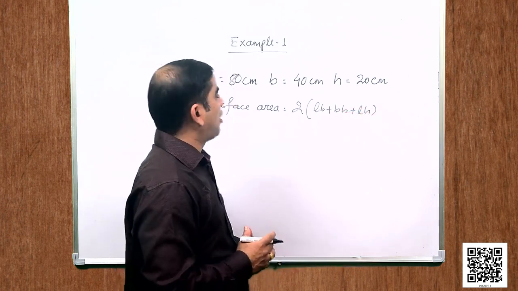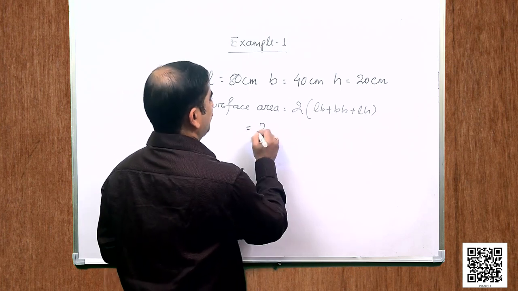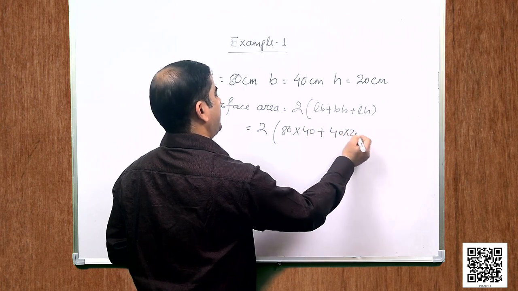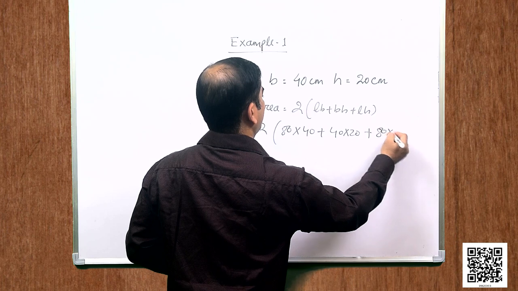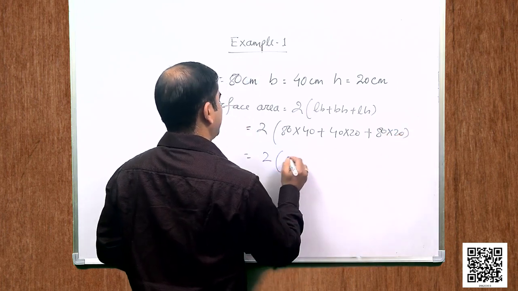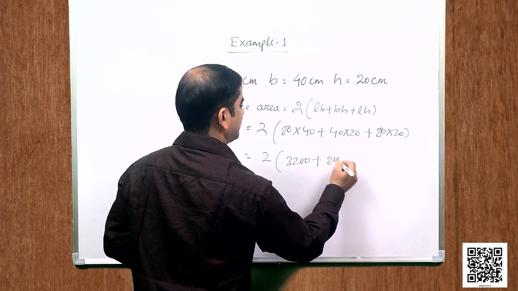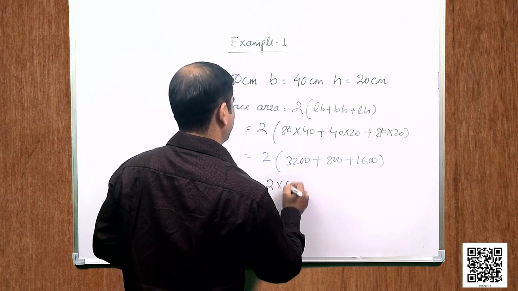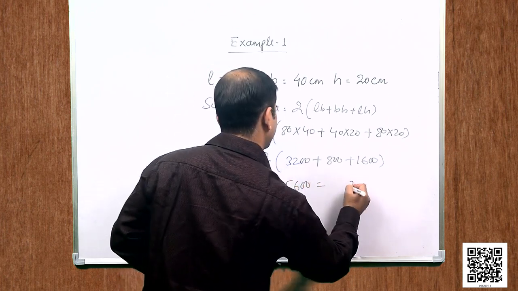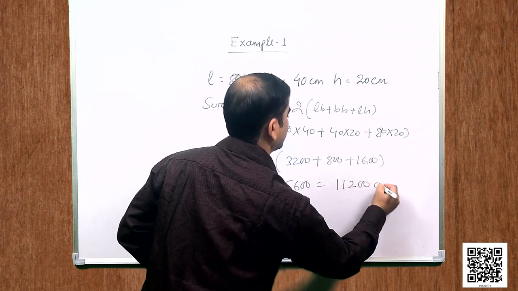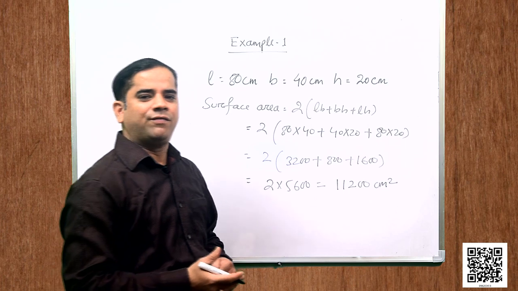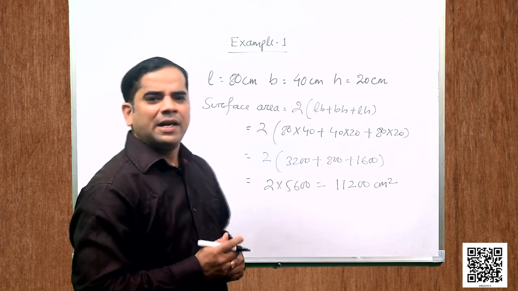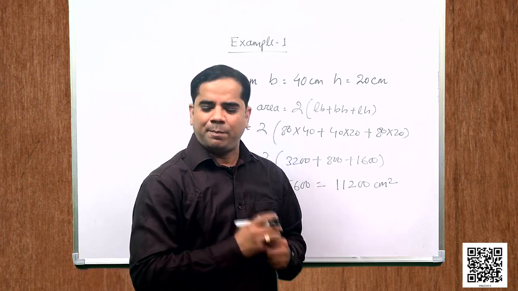By putting in the values of L, B, H, we get 2 into (80 into 40 plus 40 into 20 plus 80 into 20). That gives us a surface area of 11,200 centimeter square. Now, let us find the area of each sheet of paper.